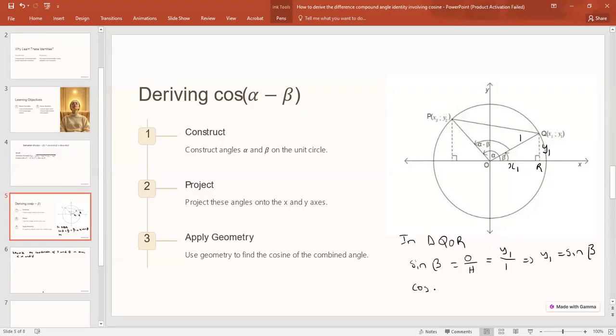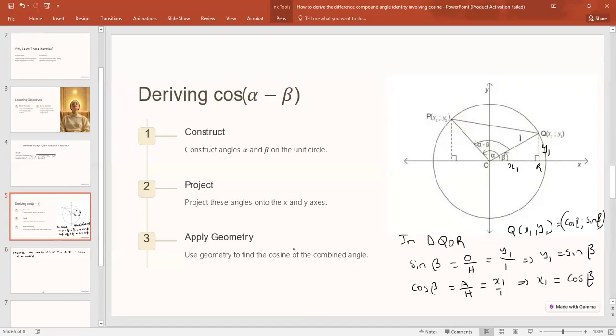In a likewise manner, we obtain cosine of beta to be equal to adjacent over hypotenuse. Our adjacent is x1 over 1. This implies x1 can be written as cosine of beta. So this implies our point with coordinates x1, y1 can now be written as cosine of beta, sine of beta.